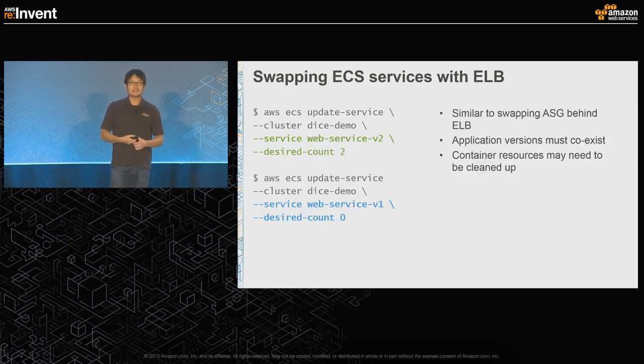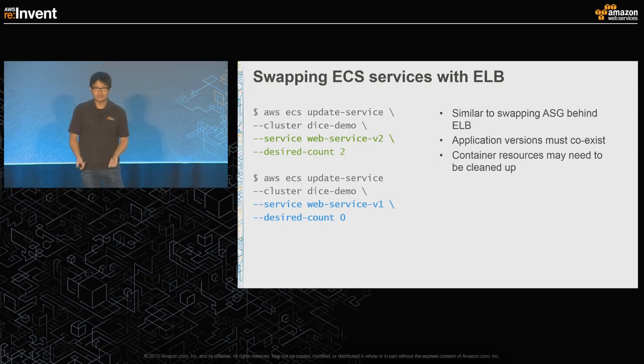So you can use the ECS update service call to scale up the green service, and then you can reduce the blue service to the desired count of 0 when you're ready to decommission the blue. So this is very similar to the swapping of ASGs behind an elastic load balancer. Now, since you are going to have coexisting versions, just make sure your application can coexist.